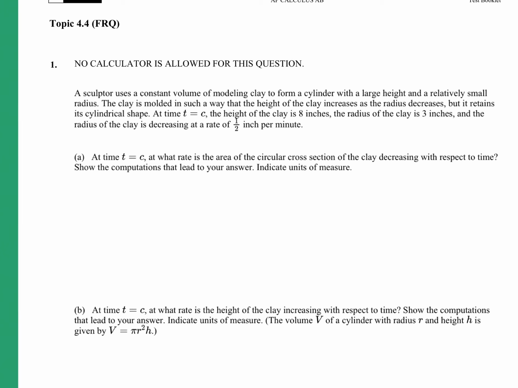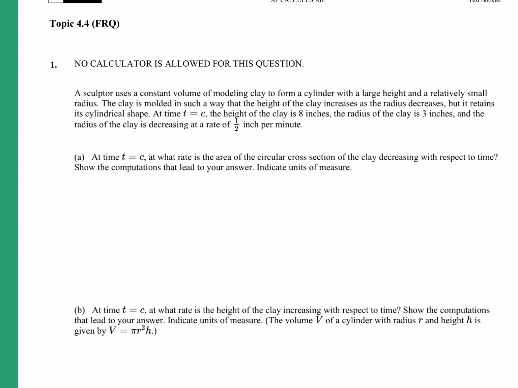At time t equals c, just some specific point in time, the height of the clay is 8 inches, the radius is 3 inches, and the radius of the clay is decreasing at a rate of a ½ inch per minute. Okay, so let's highlight all this and we'll use this stuff in different parts.